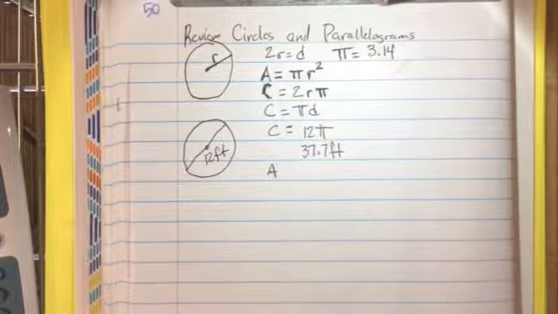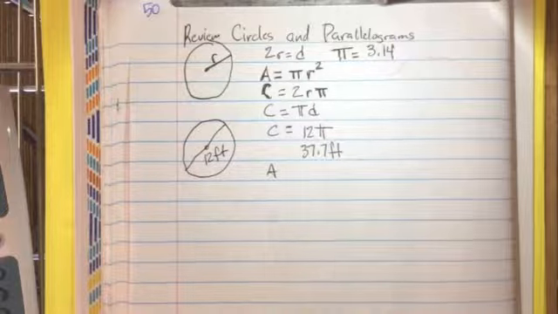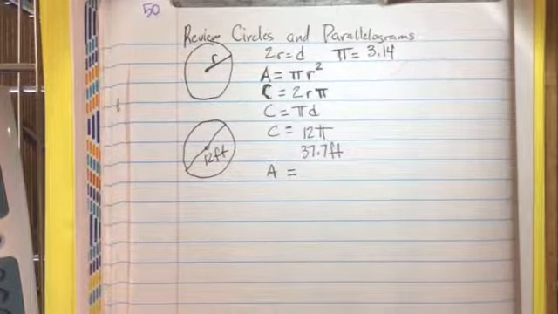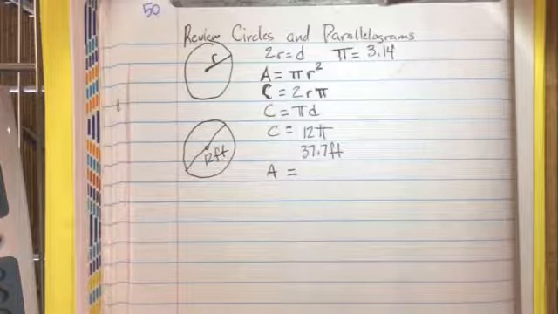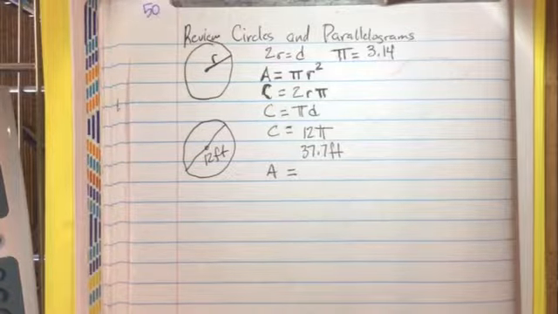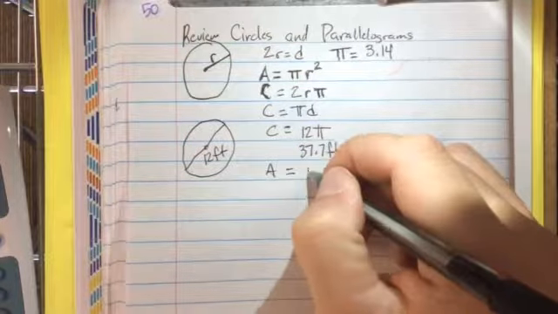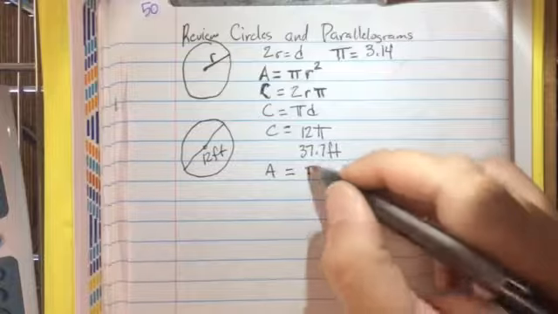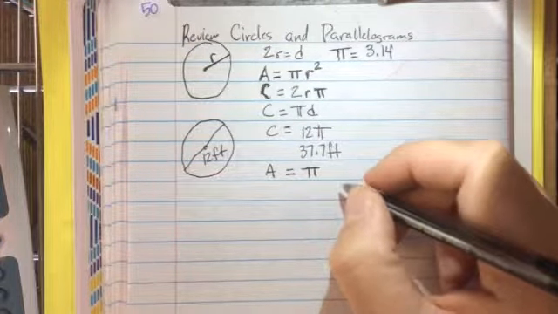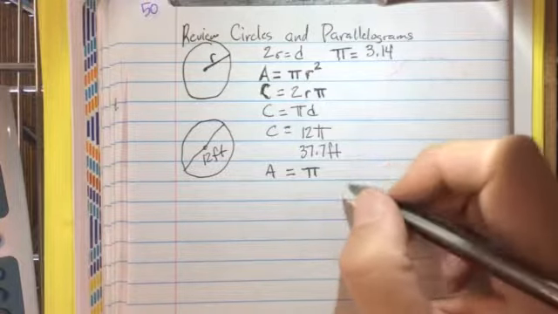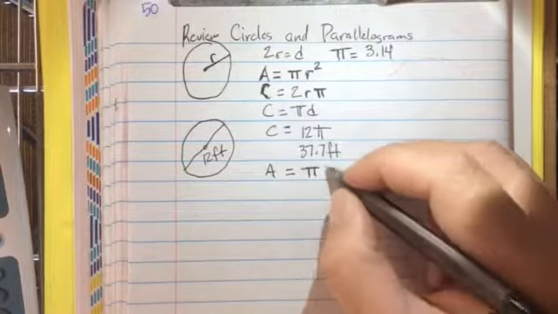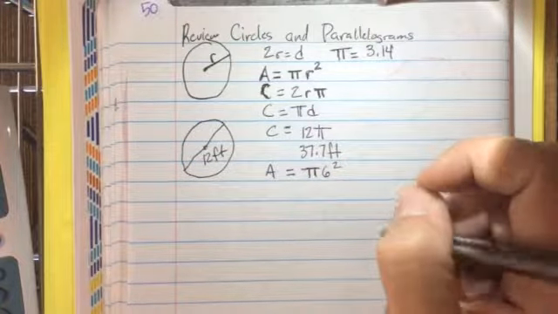So now we're going to look at the area. Our area of this circle with a diameter of 12, now we need to find our area. What are we going to do? It'd be pi times the radius to the second power. What's the radius? 6. It's not 12? No, because 12 is the diameter, so we need to divide by 2, which gives us 6 squared.